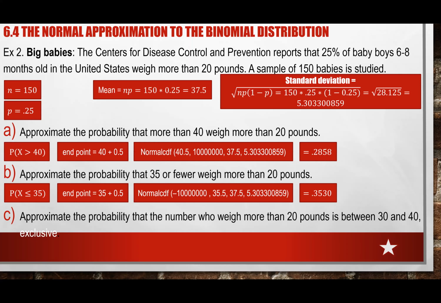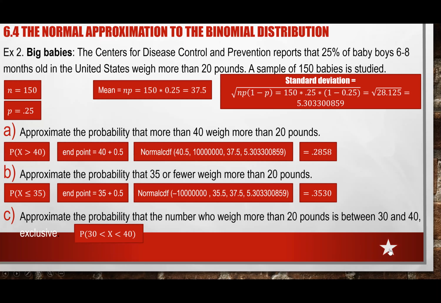If you don't have questions, let's take a look at C, which is not really much. They don't have any sugar coating. What they ask is to approximate the probability that the number of babies who weigh more than 20 pounds is between 30 babies and 40 babies. In between, do we include the 30 or do we exclude it? Because they say exclusive, we exclude the endpoint.